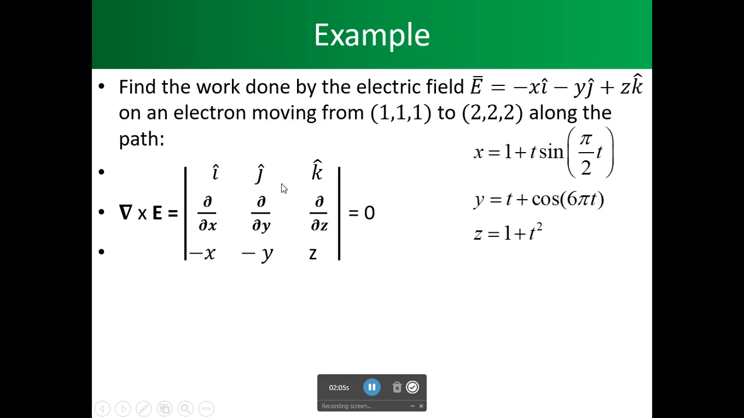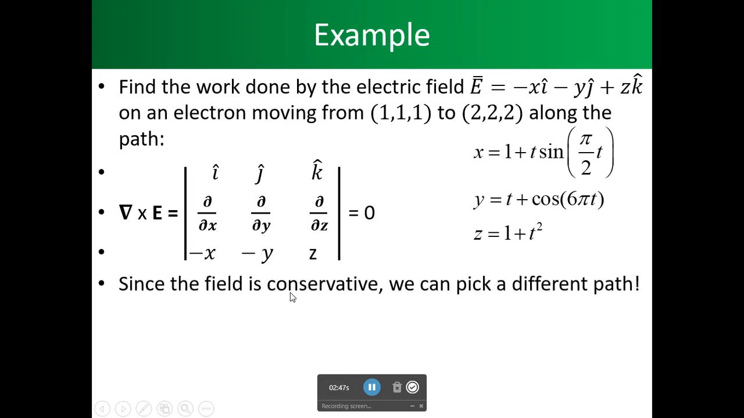Now let's look at j. Cover up j, we get the partial of z in terms of x is 0. We look at the partial of minus x in reference to z, which is 0. And then we look at the last one, the k one, and we see the partial of minus y in terms of x is 0. And we see the partial of minus x in terms of y is 0. So that all equals 0. Wow.